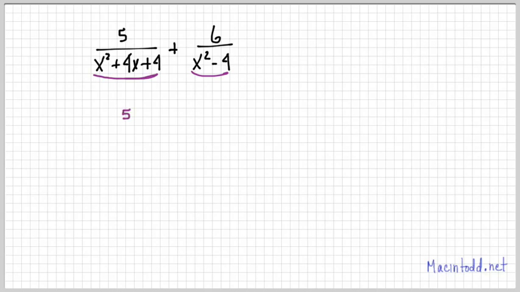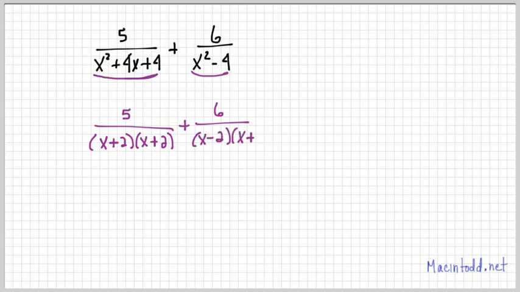But it's much more elegant and a lot quicker if you factor your denominators first to see what they're made of. Now if we compare these two, this one has an x plus 2, x plus 2, and this one has x minus 2, x plus 2. So they both have an x plus 2 in common right now. The one on the left is missing an x minus 2, so I'm going to put one of those into the denominator by multiplying by 1.